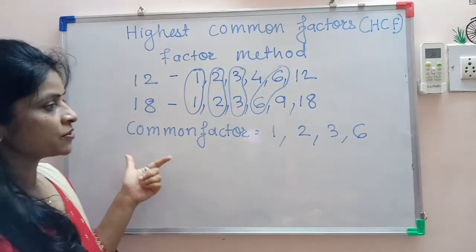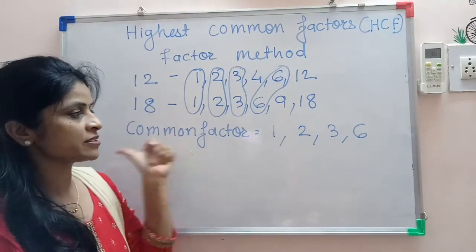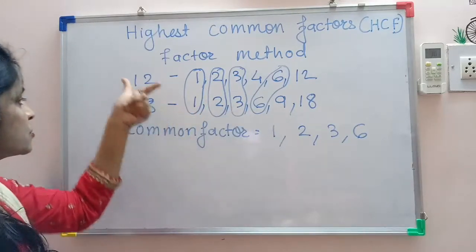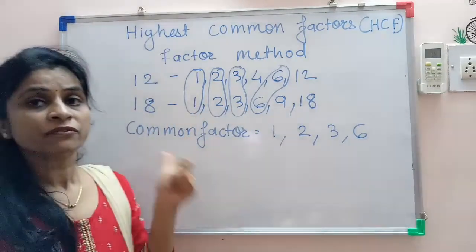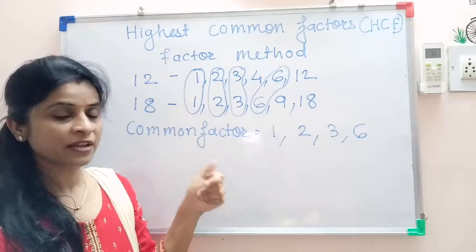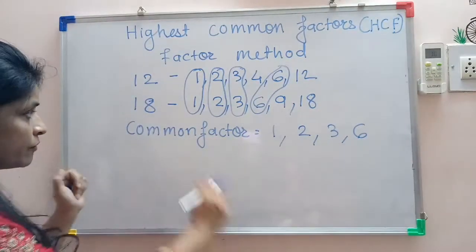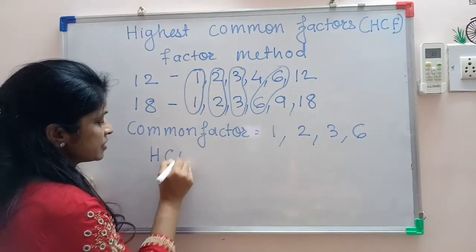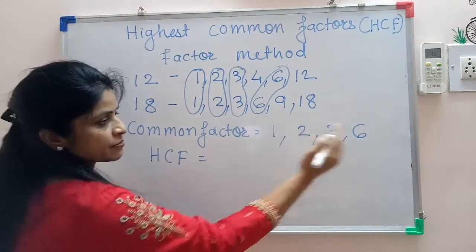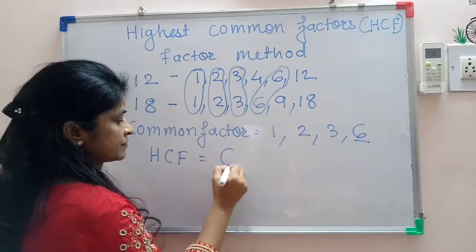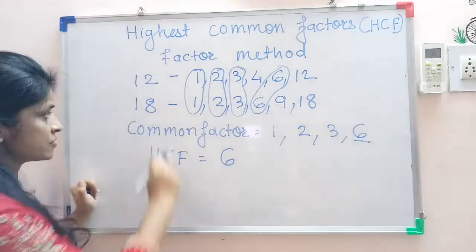Now in this, the highest number that divides 12 and 18 without leaving a remainder is nothing but the HCF of these numbers. So the HCF is, the greatest number here is 6. So 6 is the HCF of 12 and 18.